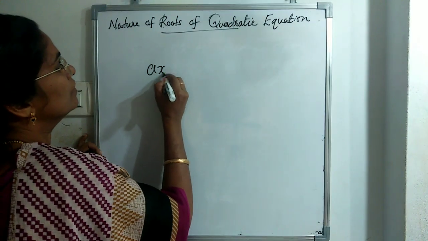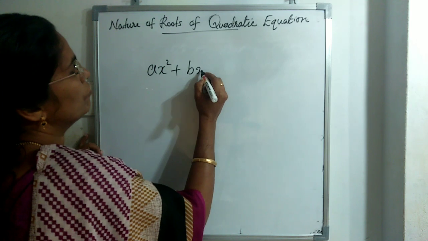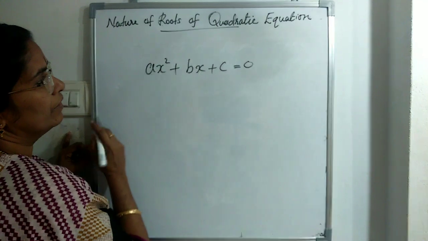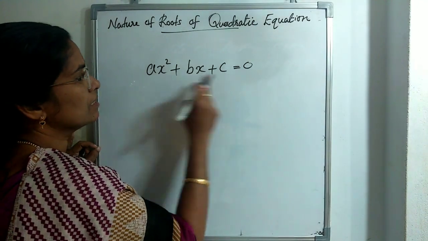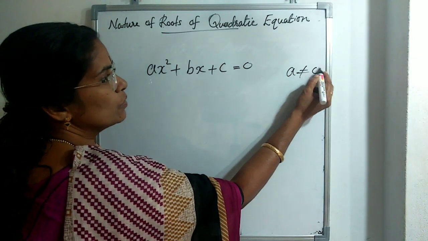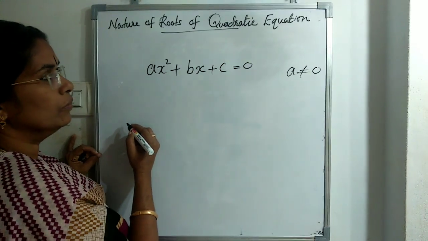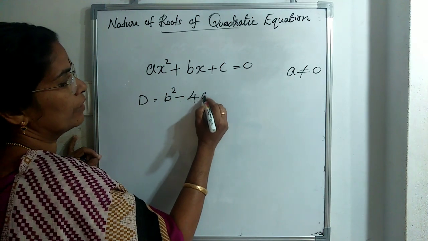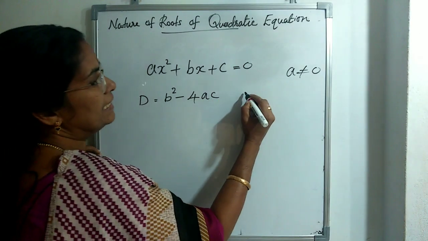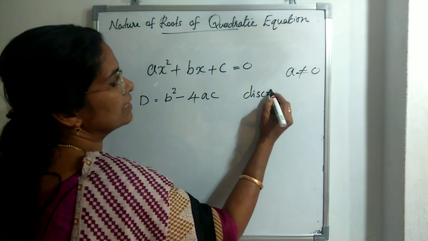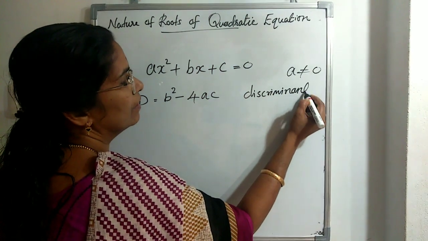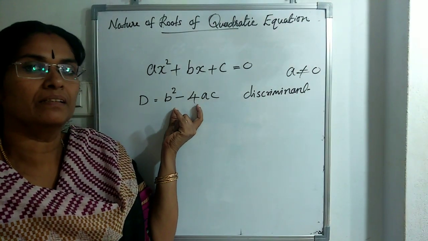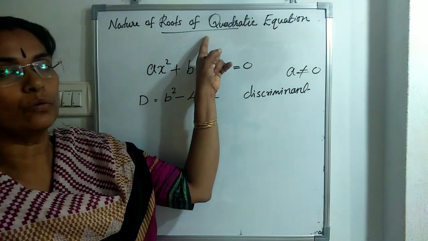We know the quadratic equation's general form is ax square plus bx plus c equal to 0, where a, b, c are real numbers and a not equal to 0. And also we learnt D is equal to b square minus 4ac. This is called discriminant. Depending upon this discriminant, we are saying the nature of the root.